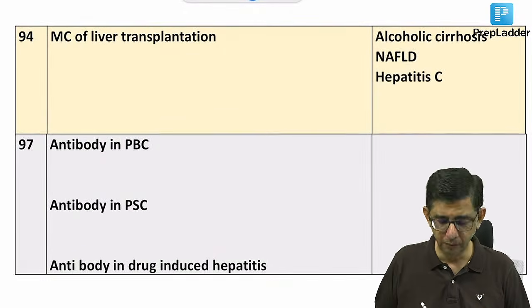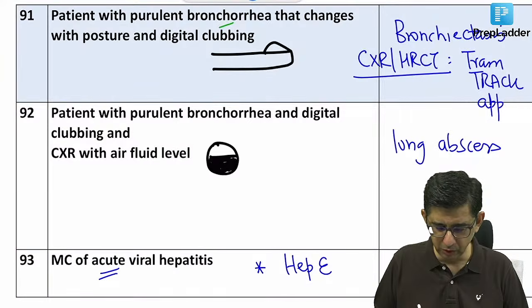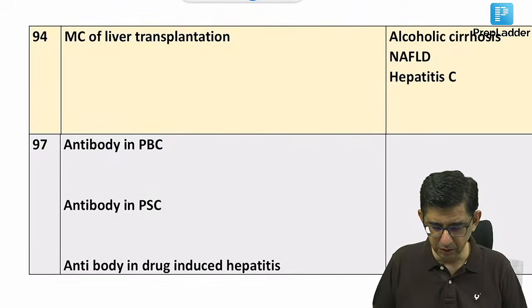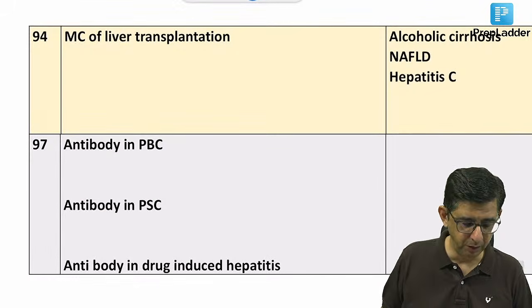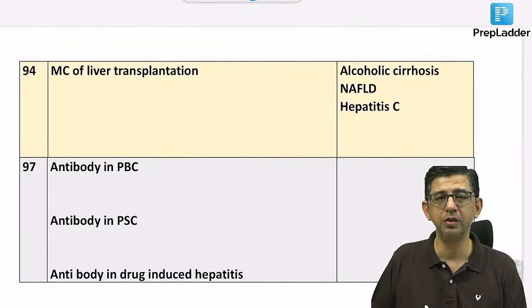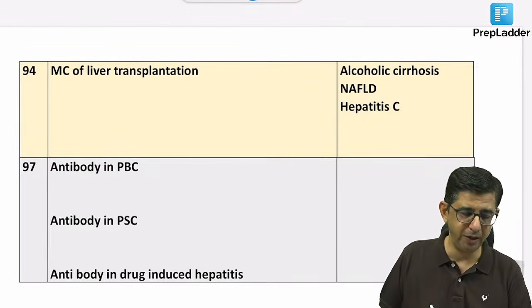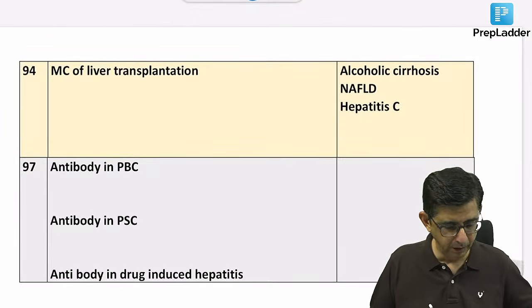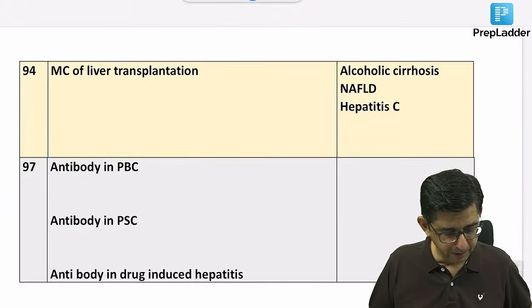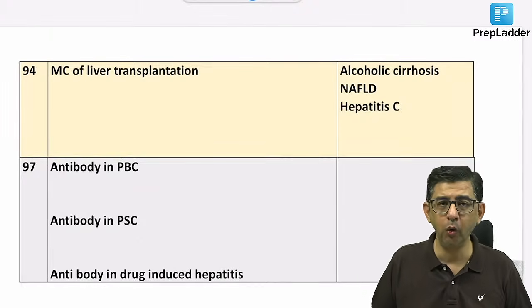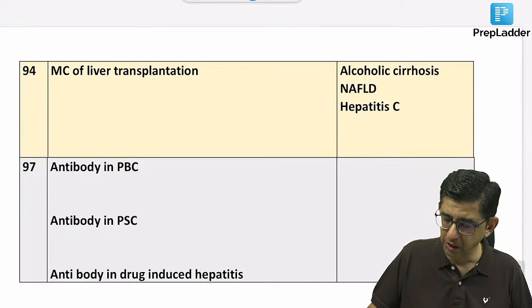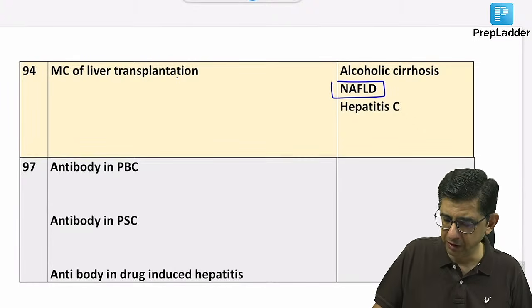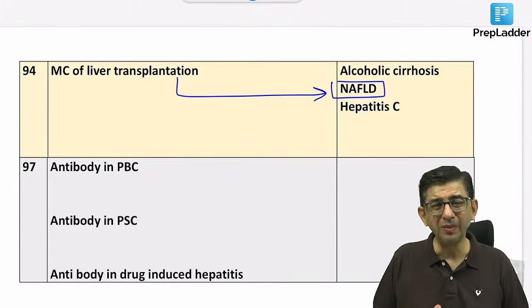Okay, so moving ahead, I think there are some numbering issues, but anyway, what is the most common cause of liver transplantation among the following? Alcoholic cirrhosis, non-alcoholic fatty liver disease, and hepatitis C. No, hepatitis C is the viral cause. Overall, the most common cause now is non-alcoholic fatty liver disease. The overall most common cause of liver transplantation now is fatty liver.